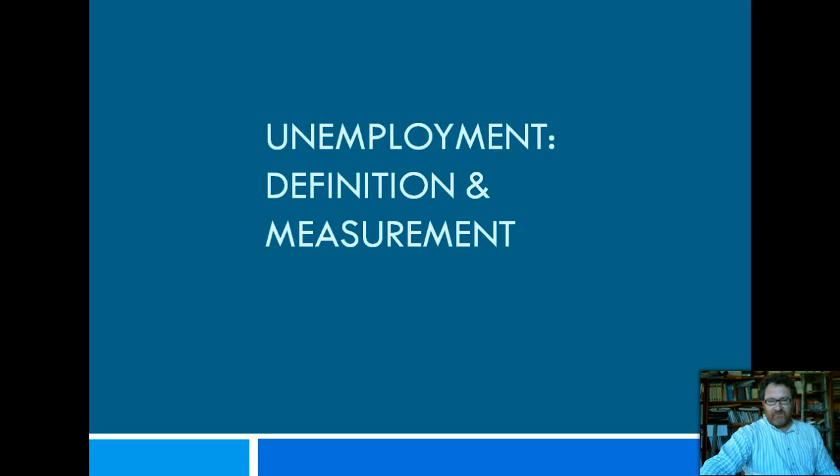This is part one of a four-part installment on unemployment. So first we'll look at the definition and measurement of unemployment.